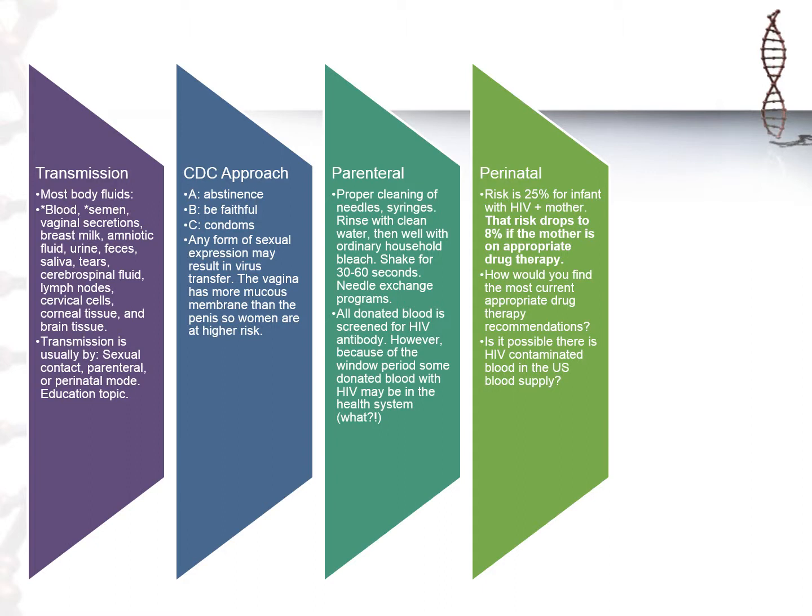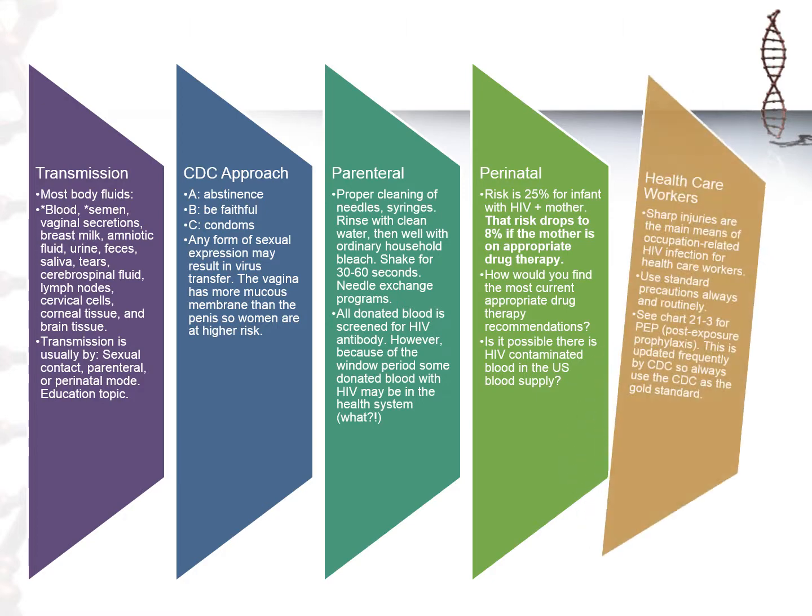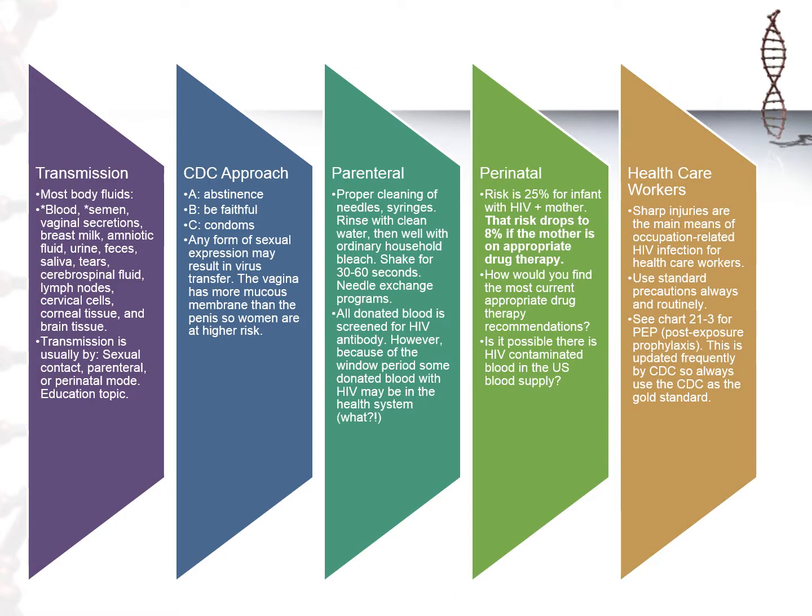There is a 25% risk for infants with HIV positive mothers. That risk drops to 8% if the mother is on an appropriate drug therapy. Sharp injuries are the main means of occupation related HIV infection for healthcare workers. You want to use standard precautions always and routinely. See Chart 21-3 for PEP. This is updated frequently by the CDC, so always use the CDC as the gold standard.